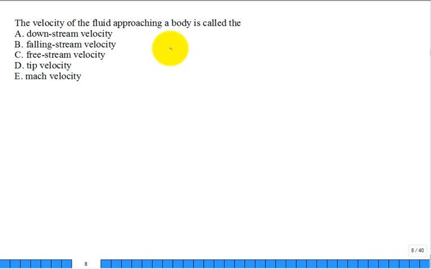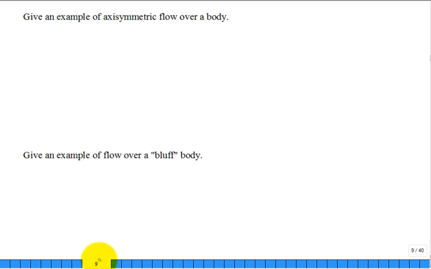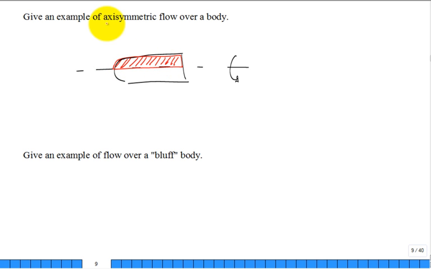The velocity of the fluid approaching a body is called the free stream. We already did that one. Give an example of an axisymmetric flow over a body. Anybody? This is a military application, but here's a bullet. If you look at a bullet, you have an axis, and you can revolve that object around. So if I take the top half and just revolve it around that axis, isn't it an axisymmetric object? Yeah. All right. That's a good example of an axisymmetric object.